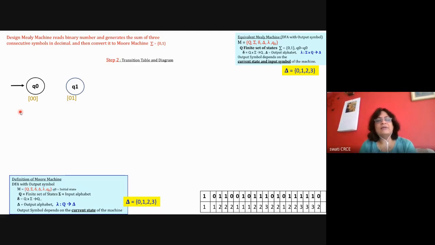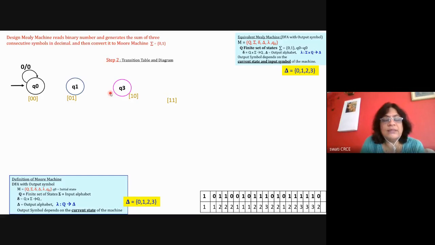Then I'll assume that I have another state Q1 where the last two symbols are 0 1. Then I'll have a state Q3 where the last two symbols are 1 0. And I'll have a state Q2 where the last two symbols are 1 1. Q2 is going to remember 1 1. So I'm assuming that I have four states Q0, Q1, Q2 and Q3. Here the state Q2 is not there in the animation right now.